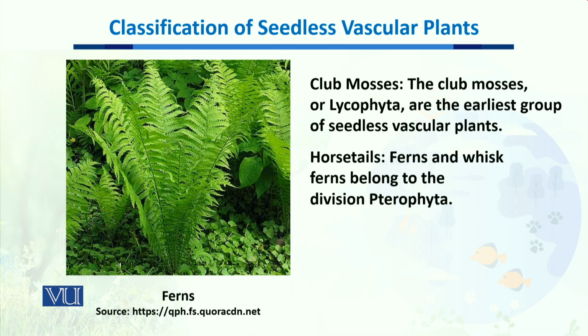Other than this, we have another group known as horsetails. These horsetails include ferns and whisk ferns, and they are also known as Pterophyta. As you can see here, one example is the fern, an example of horsetails, which are seedless vascular plants.